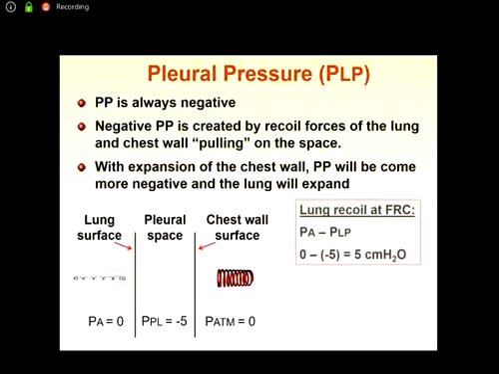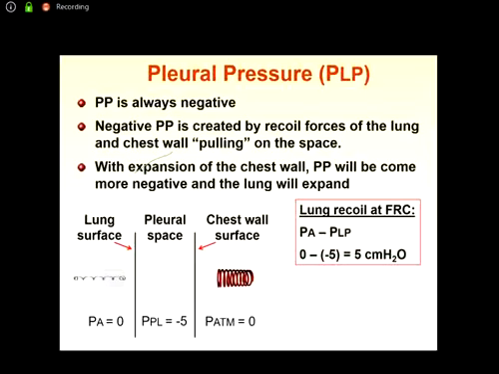So when we calculate the lung recoil at FRC, we basically use a simple formula that subtracts the pleural pressure from the alveolar pressure. The alveolar pressure is 0, the pleural pressure is -5. So when you do 0 minus -5, you end up with 5, okay? Because minus minus is plus. So you end up with 5 centimeters water.